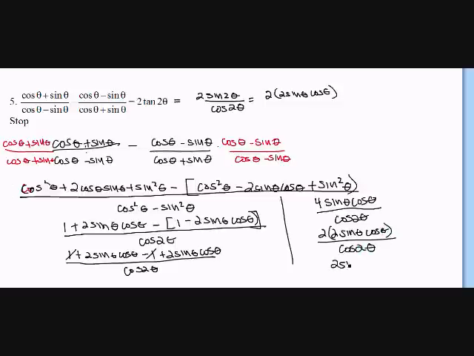So this is 2 sine 2 theta all over cosine 2 theta, which is equal to 2 tan 2 theta. So again, just so I don't get in trouble for working on both sides of the equal sign, that's gone.